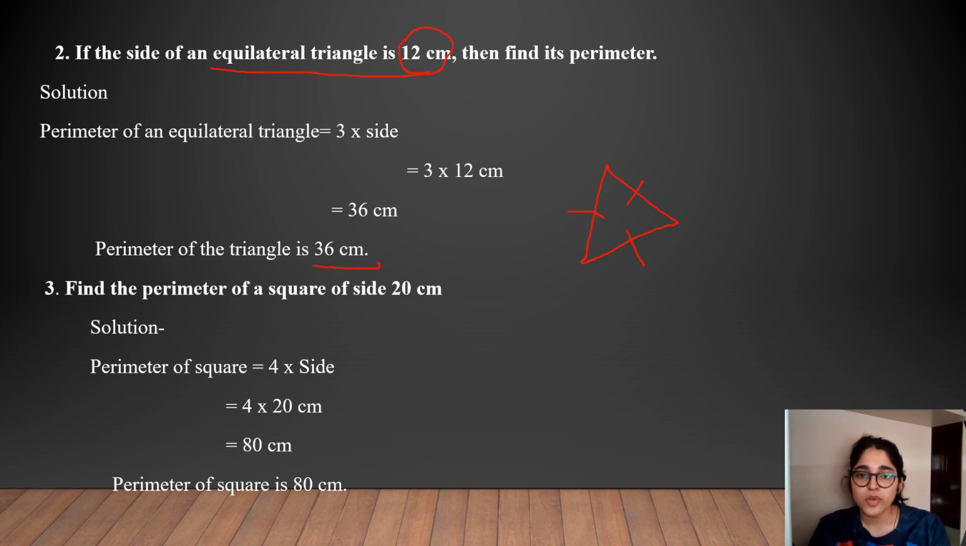Find the perimeter of a square of side 20 centimeter. The perimeter of a square is 4 multiplied by the side. So we have 4 multiplied by 20 centimeter and thus we get the perimeter of the square, which is 80 centimeter.